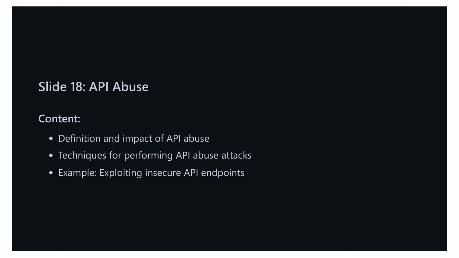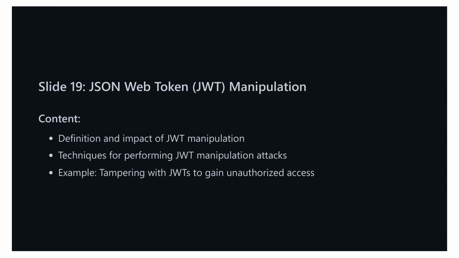In the next slide, slide 19, we will explore JSON Web Token, JWT manipulation. We will define JWT manipulation, analyze its impact, discuss common techniques for performing these attacks, and provide an example of tampering with JWTs to gain unauthorized access. JSON Web Token, JWT manipulation, is another crucial vector of attack you need to be aware of. Let's start with its definition.